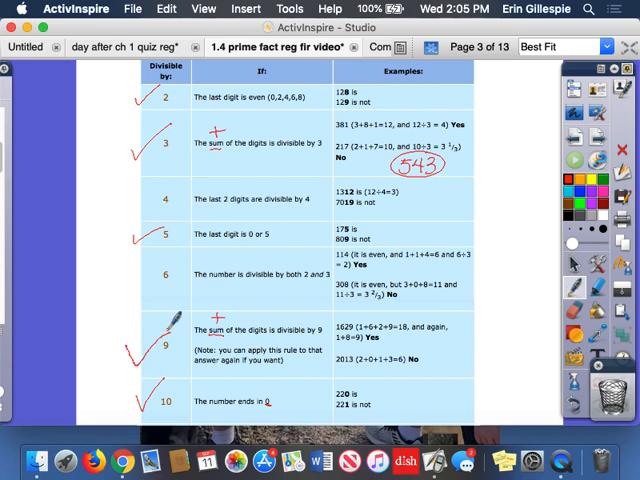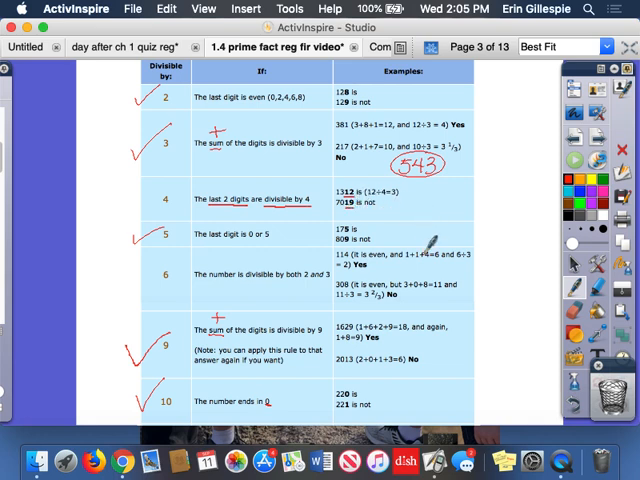Okay, back up to 4. The last 2 digits of the number have to make a number you can divide by 4. That's the rule for 4. So like in 1,312, the last 2 digits are 12. And 12 is a number I can divide by 4. It's a multiple of 4. So that means 1,312 can be divided by 4.